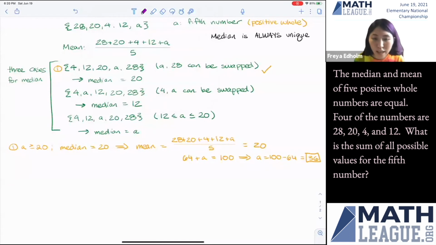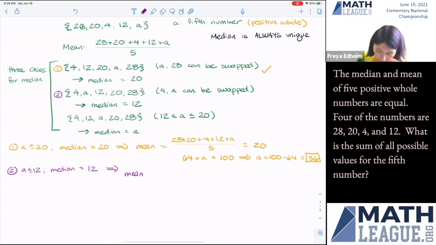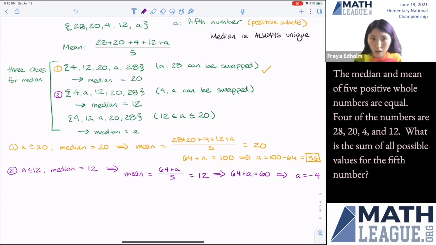Next, let's take a look at case 2. If A is one of the first 2 elements, that means that A is less than or equal to 12, and our median is equal to 12. So our mean, since we've already added this up, is 64 plus A over 5, which is equal to 12. That means that 64 plus A is 60. So A is minus 4. That's not going to work, because remember that A has to be a positive whole number and minus 4 is negative. Sad face. Case 2 doesn't work.